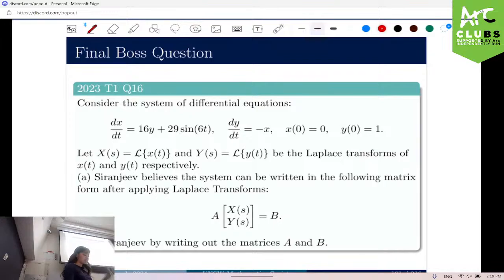Okay, so first of all, let's read this question. The reason why I say it's a final boss question is because we have ODEs, we have Laplace, and we have matrices, and damn, all 3 topics in one. Amazing. So consider the system of differential equations. Let X(s), Y(s) be the Laplace transforms of x(t), y(t). Saranjeev believes that the system can be written in the following matrix form after applying Laplace transform. Help Saranjeev by writing out the matrices A and B.